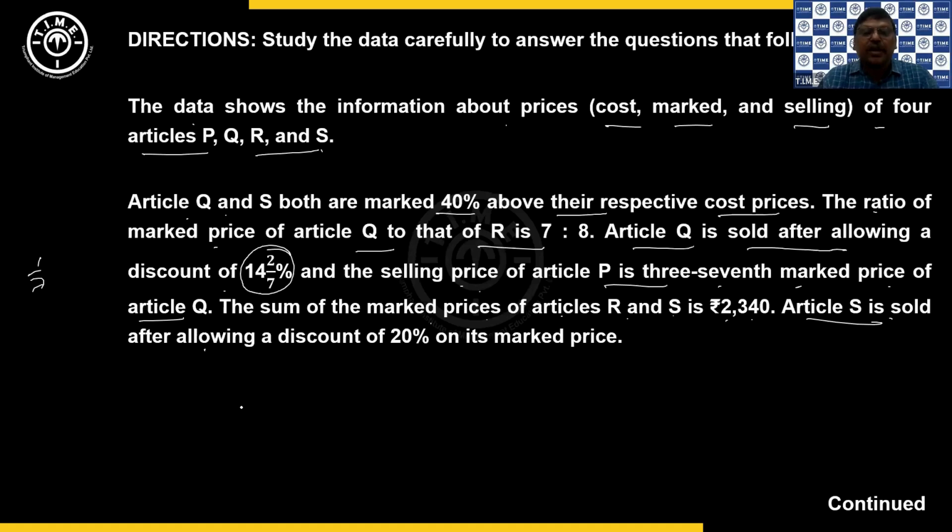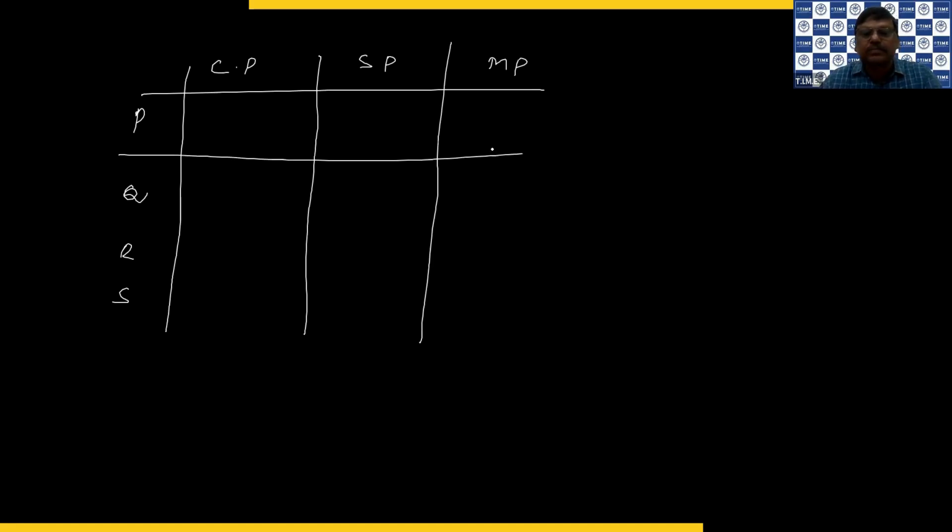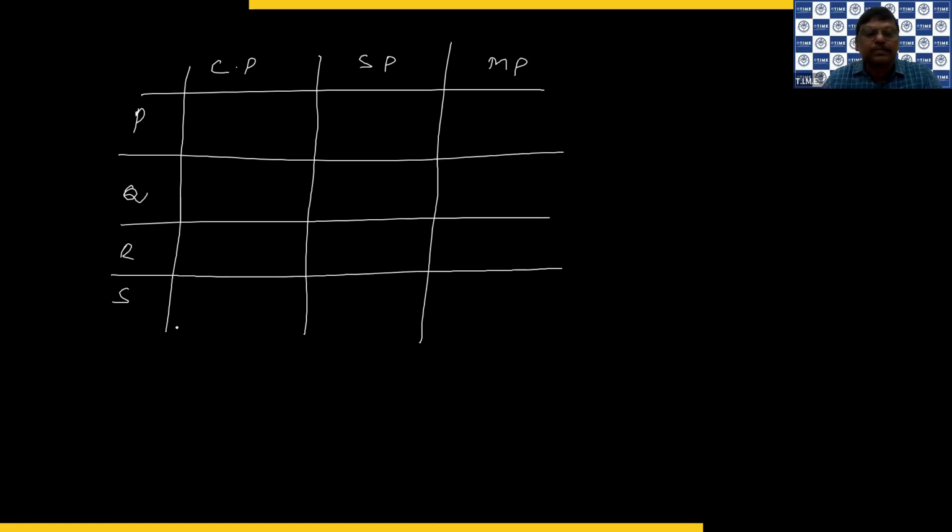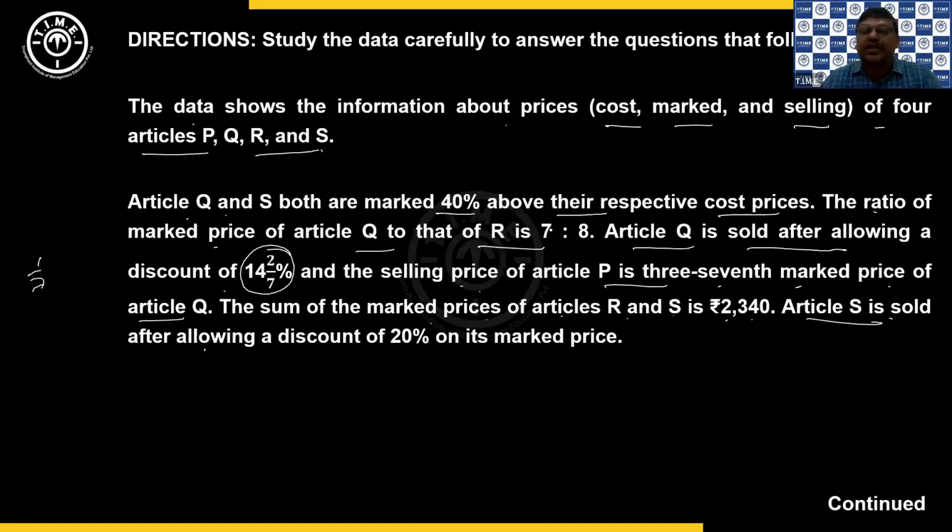Now, students, let me write a small table here and explain this. PQRS. Students, there is cost price, there is selling price, there is market price. I'll make a table, students. Students, I'll start with this.